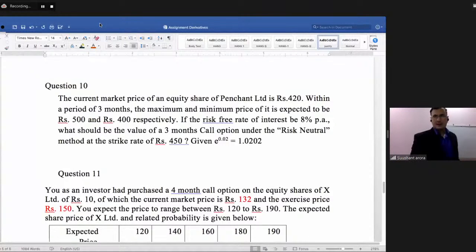Now we have to cover the second method, which is called the risk neutral method. Risk neutral means that you are trying to neutralize your risk. That topic is very similar as far as the concept is concerned, with only a single change in the formula. Let me first tell you the formula before you see anything else.